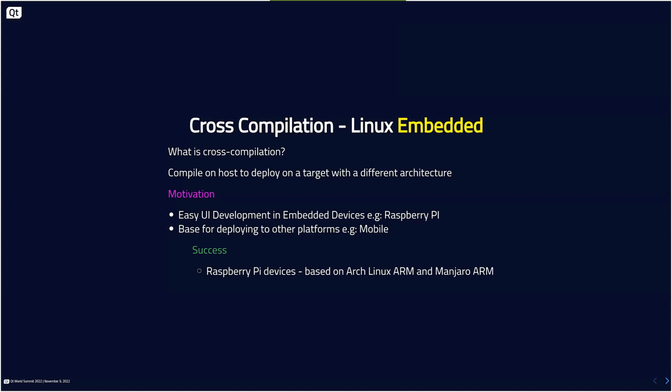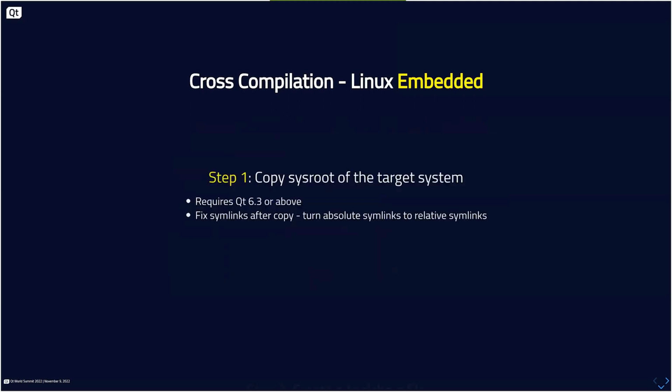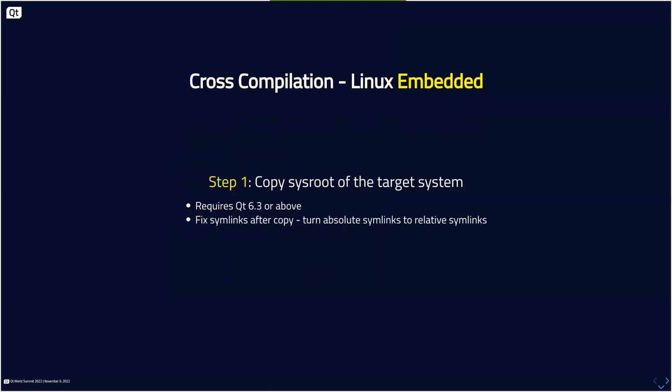And at the moment, we have been having success with creating PySide wheels for Raspberry Pi devices based on Arch Linux ARM and Manjaro ARM. The reason why we chose Arch Linux and Manjaro was because they already had the latest versions of Qt. And the one thing to mention here is that the host and the target should have Qt 6.3 or higher versions installed. So what are the steps involved here?